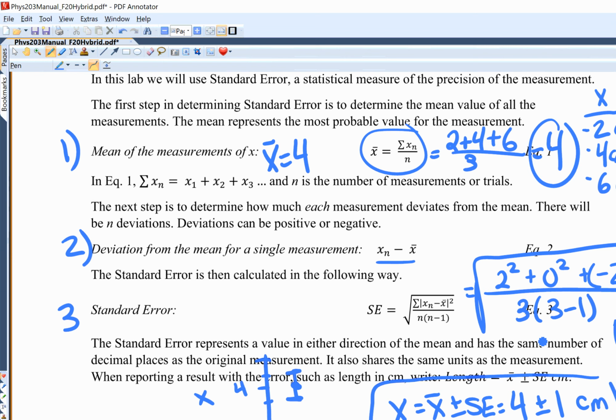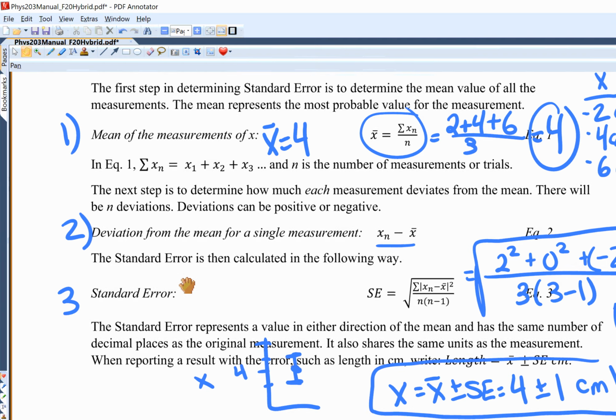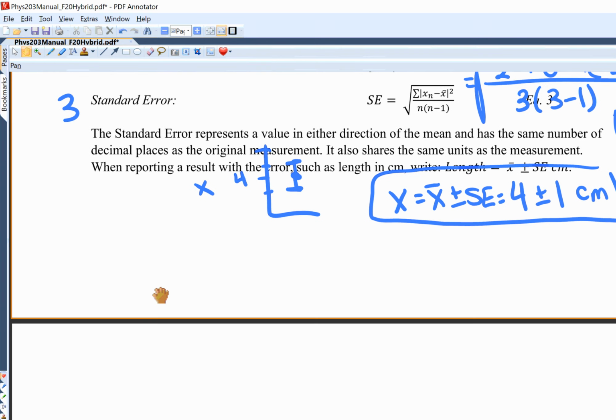That is something that you will need to do on the midterm and the final. And it is something that we will do in other labs. So make sure that you get that in this lab, that you know how to calculate the standard error. And again, we're going to give you equations, so don't worry about memorizing the equations, but you just need to know how to go through that process.